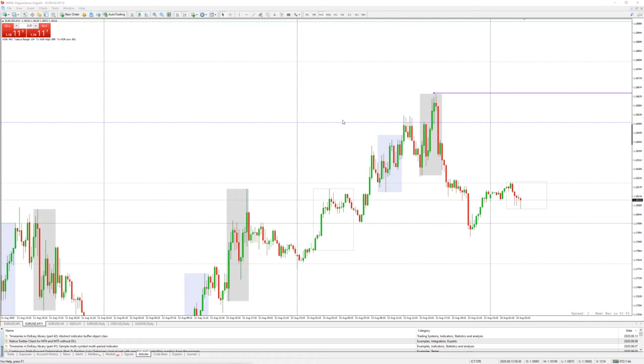So let's take a look at what we need to do before the trading day begins. This is the Euro USD. Let's work on putting in some levels that we think may be important in the next trading session.